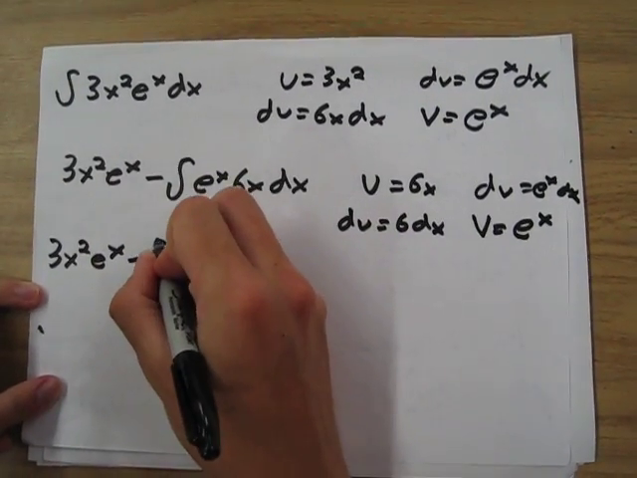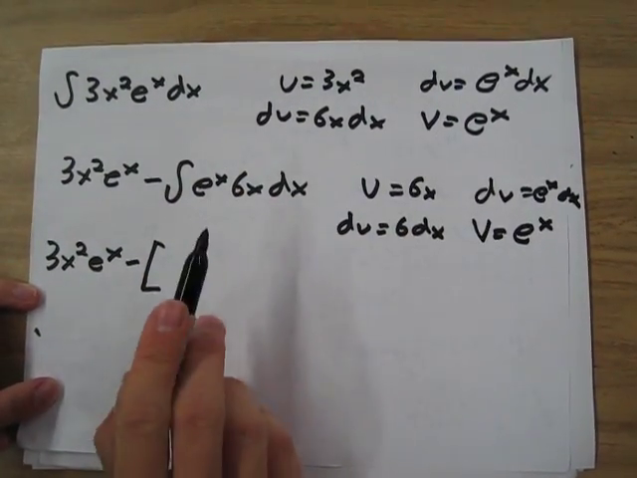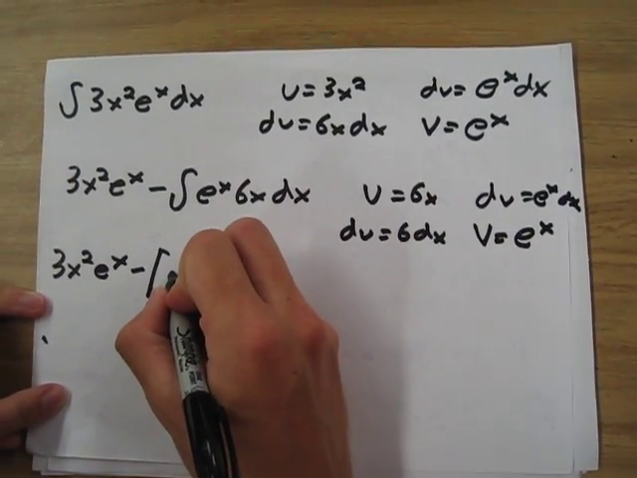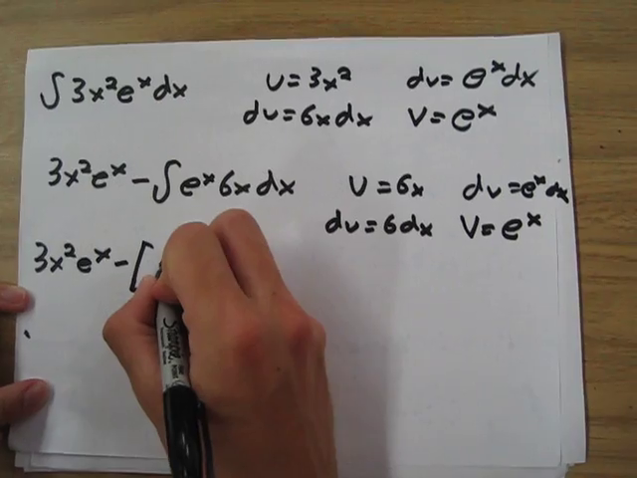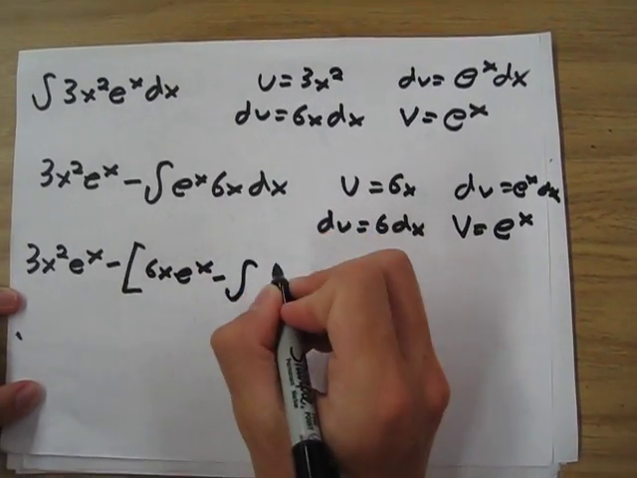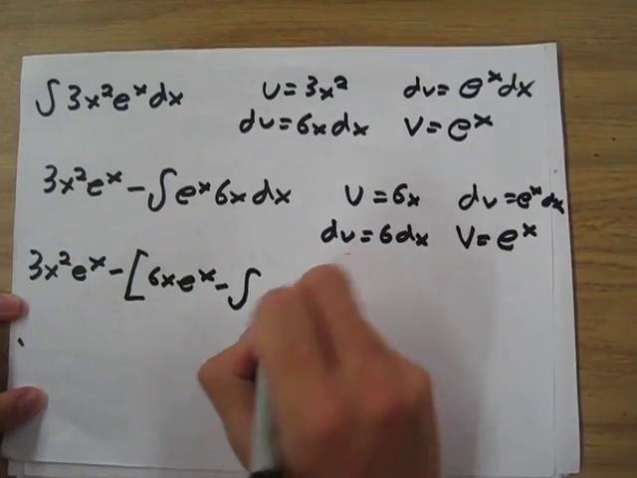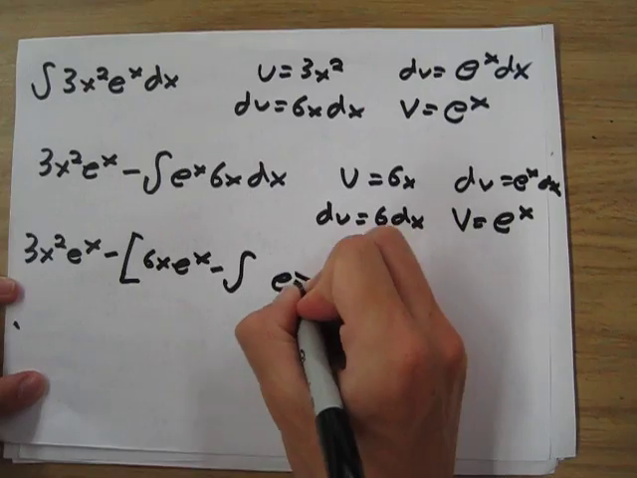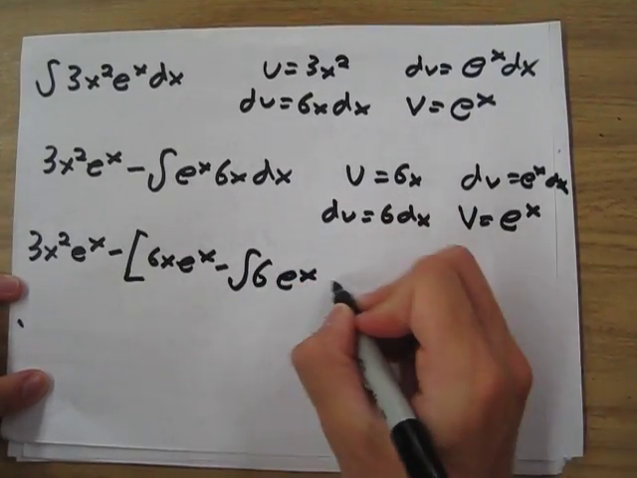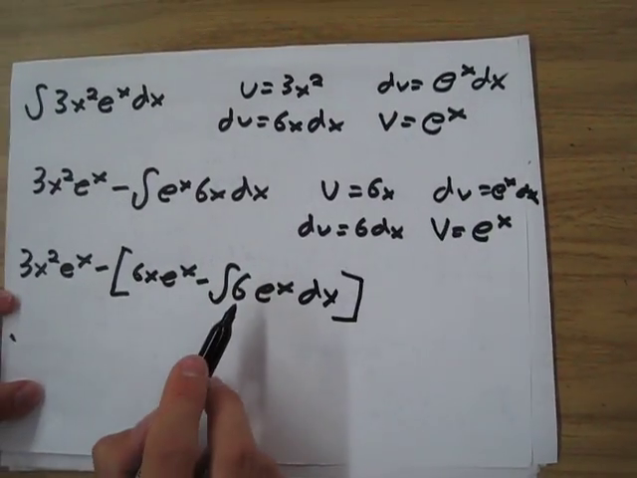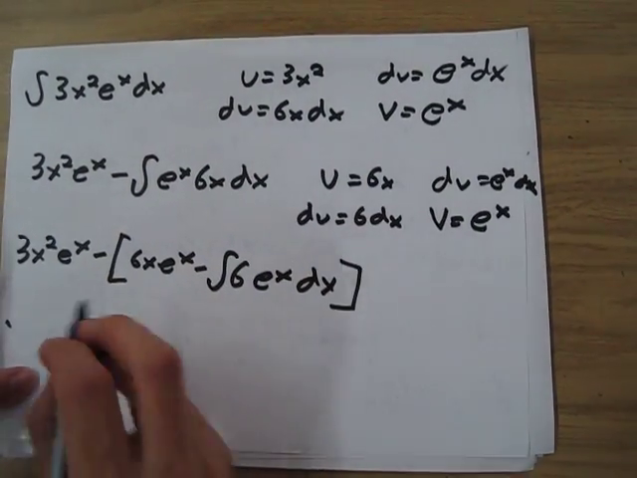3x squared e to the x minus, and I'm going to apply integration by parts. So our u times v is going to be 6x times e to the x minus the integral of v du. So our v is e to the x, and our du is 6 dx. Okay, so now we have an easily solvable integral and we can complete this problem.